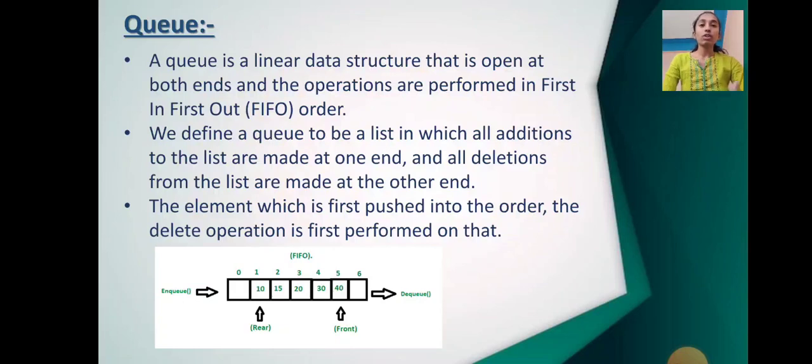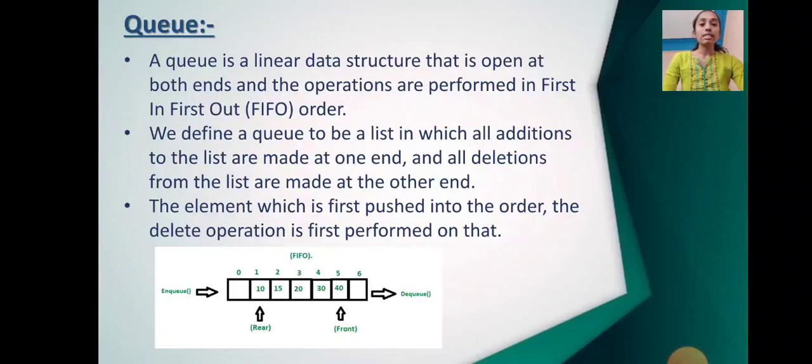Let us see what is a queue. A queue is a linear data structure that is open at both ends, and the operations are performed in first in first out order. We define a queue to be a list in which all additions to the list are made at one end, and all deletions from the list are made at the other end. The element which is first pushed in, the delete operation is first performed on that.